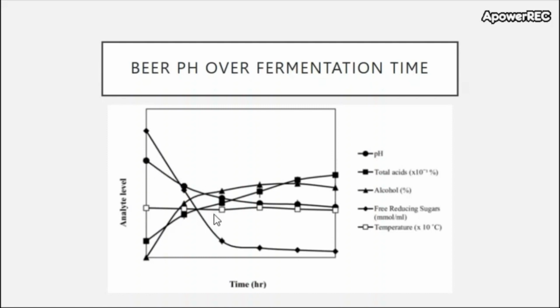growing there. And we can also see total acid production, which, of course, naturally goes up over time. And we see alcohol percentage goes up over time. And so, yeah, that's kind of how a lot of our fermentation processes work.